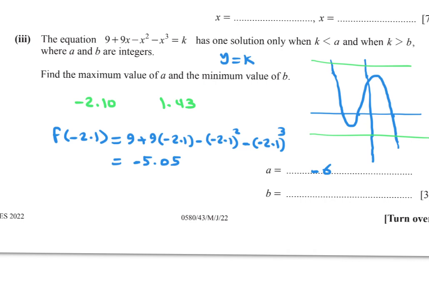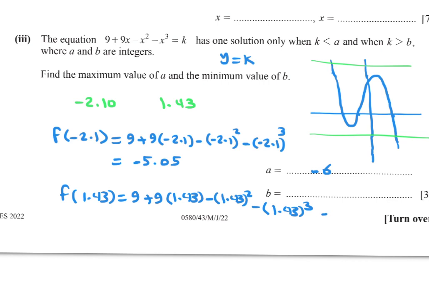In the same way, we can find b, the minimum value for b. Any line above this point intersects at one point. So we need to find the value of this point. So now substitute 1.43. So y equals 9 plus 9 times 1.43 minus 1.43 squared minus 1.43 cubed, which equals 16.9. So the line y equals 16.9 intersects the curve at 2 points. More than 16.9, like 17, 18, 19, and so on, intersect the curve at 1 point. So the minimum value for b is 17.